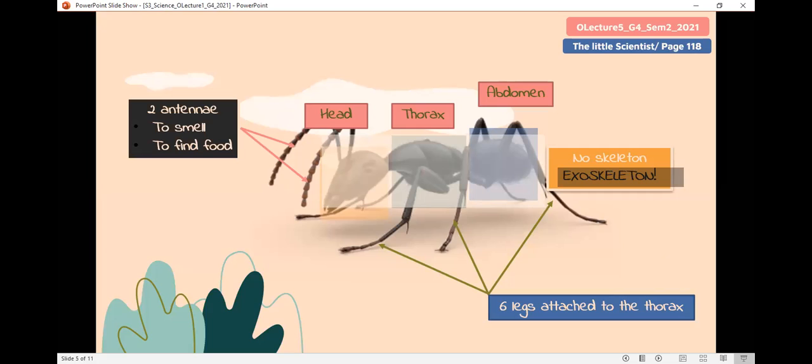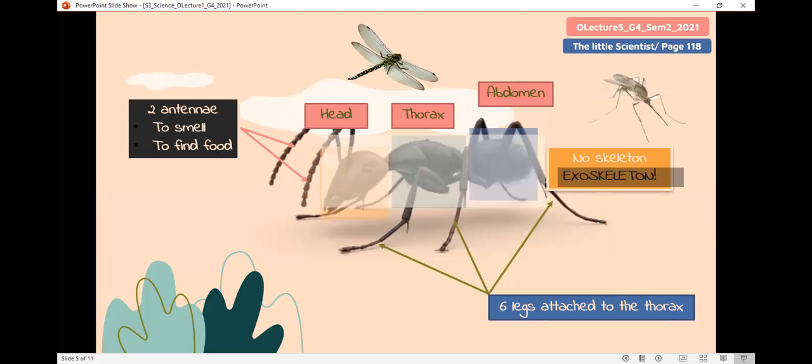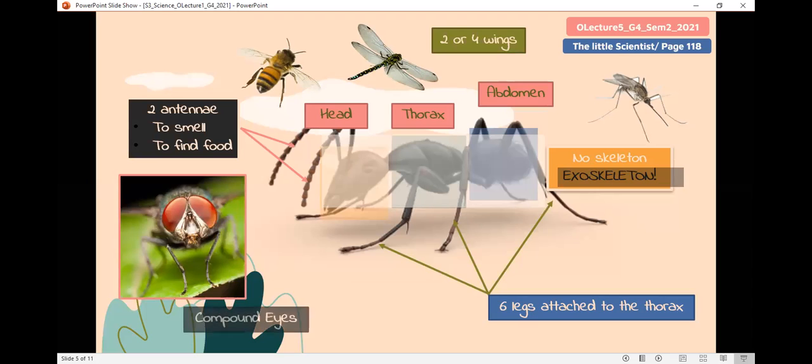Do insects have wings? Yes, some of them. Not all of them. Bees, dragonflies. So look, the bee, dragonfly, and mosquito have two or four wings. Which kind of eyes do insects have? Remember this: compound eyes. Insects have compound eyes. Okay? Compound eyes.